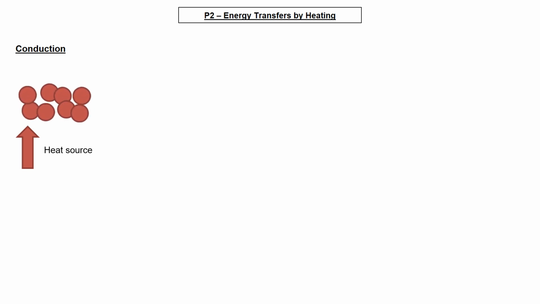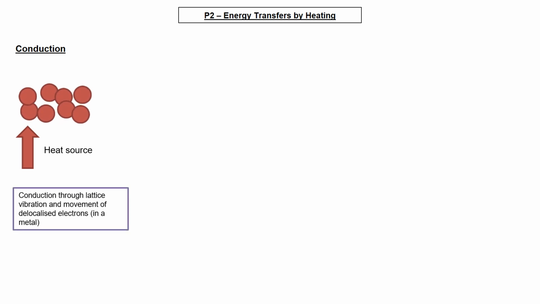We can call this lattice vibration. So it's called conduction through lattice vibration, and you also get movement of the delocalized electrons in a metal, for example.